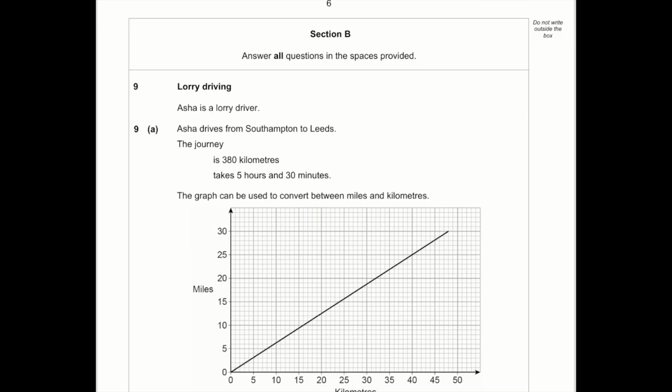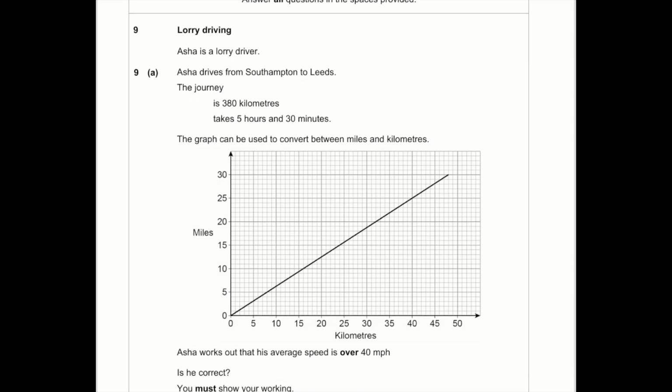Okay, so on to section B. What we want to do here is work out the average speed. The speed is the distance divided by the time, but we want the speed in miles per hour and we've got the distance in kilometers. The problem is we can't find 380 kilometers because it goes off the scale here. So I'm going to look for a nice point. This point here is kind of okay. So 5 kilometers is 3 miles.